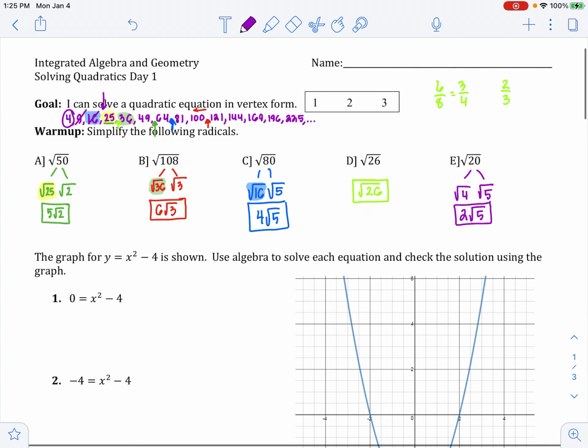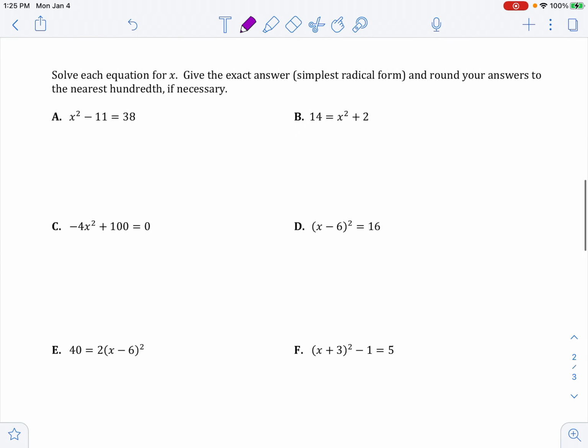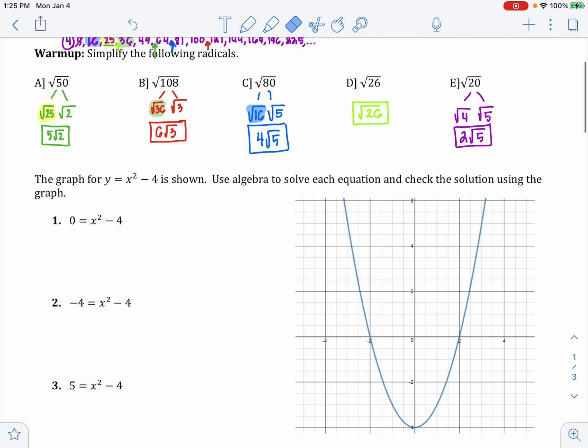Okay? We need to know how to do this to make sure our answers are in simplest radical form. If you look at what we're doing, it says give the exact answer. This means in simplest radical form. So we want our answers in simplest radical form, so that's why I taught you how to do that first.